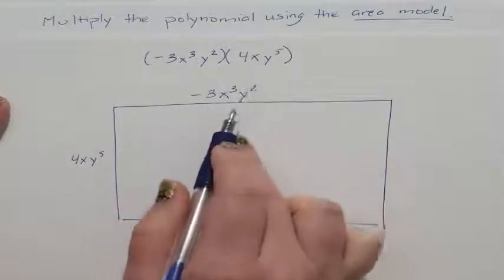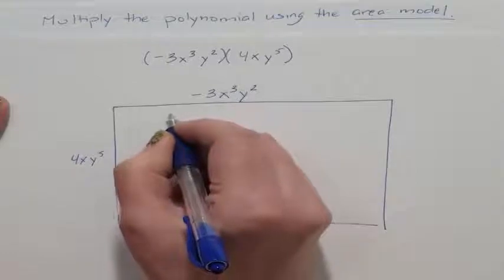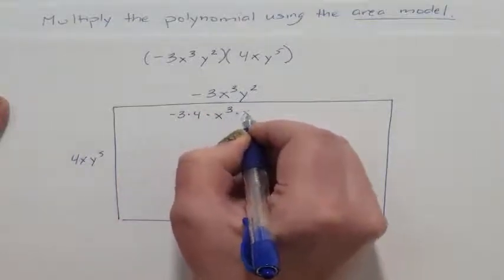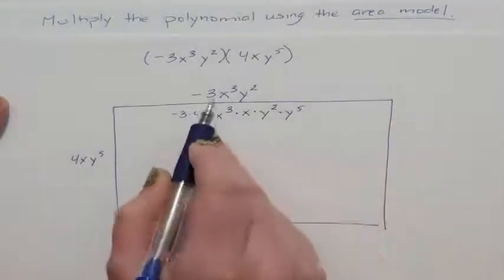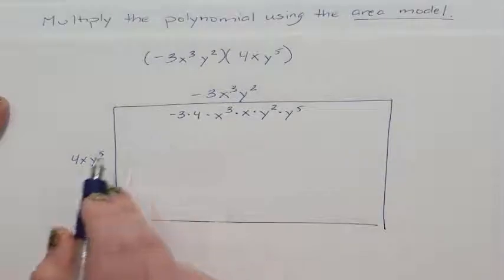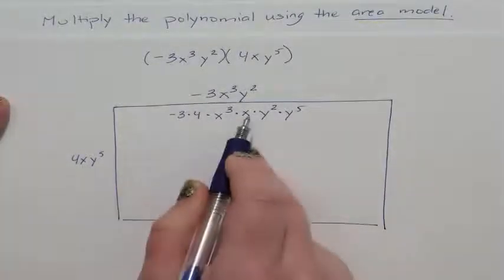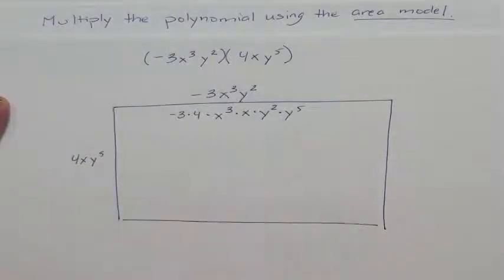So all of this has to be multiplied with all of this. And we know that when you do that, the numbers actually get multiplied together. The x's get multiplied together. And the y's get multiplied together. So the -3 and the 4 go together. The x to the third and the x get multiplied together. And the y squared times the y to the fifth get multiplied together.